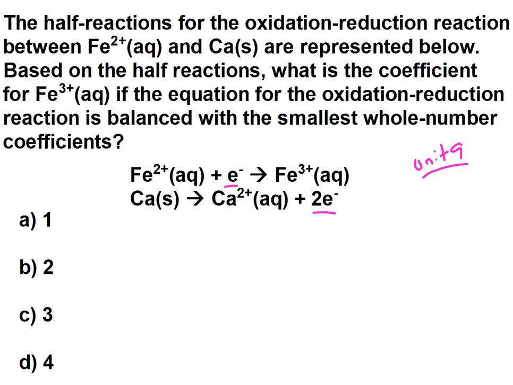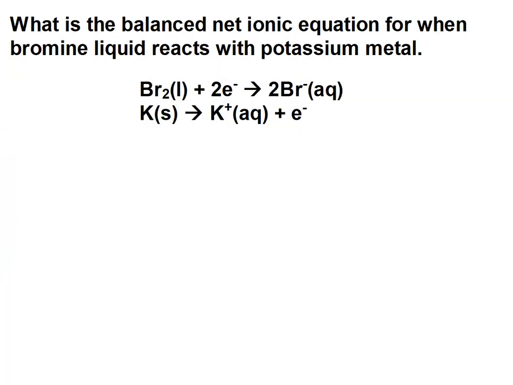Restart when you're done. So you should have multiplied that top reaction by 2, and so the coefficient in front of Fe2+ would just be a 2. Same thing, go ahead and pause and write the balanced net ionic equation for this reaction. For this one, we needed to multiply our bottom reaction by 2. Our electrons are already on opposite sides, so we don't have to worry about which one we would flip.